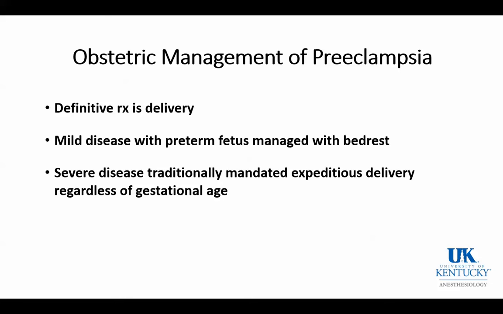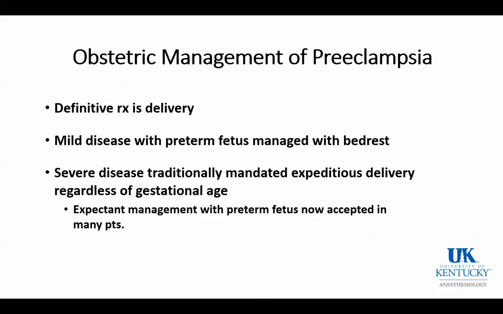In the past, the traditional teaching was that if someone develops severe disease, this mandated expeditious delivery regardless of gestational age. You would maybe wait for a couple days to get steroids in, but then you would proceed to delivery. That teaching has really changed over the last few years, and now obstetricians are much more willing to allow expectant management of women with severe disease if they have a significantly preterm fetus. As long as the woman is not getting sicker, they will allow expectant management until either the fetus is older or the mother gets sicker.